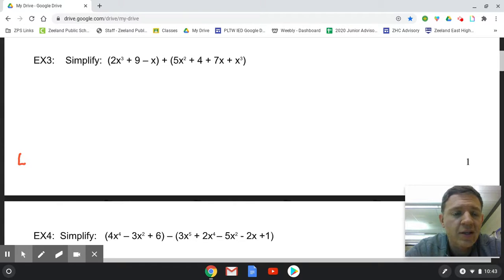All right, simplify. And it gives us a trinomial, and then it gives us a polynomial, because there are 4 terms or more. Simplifying is this easy. We're just adding those 2 things together. All we have to do is terms that have the same variable and powers get added together.